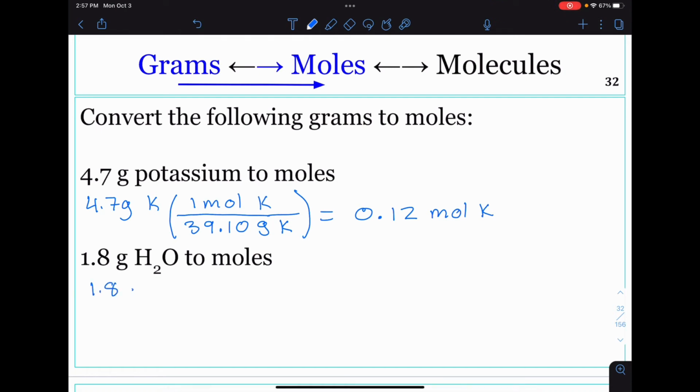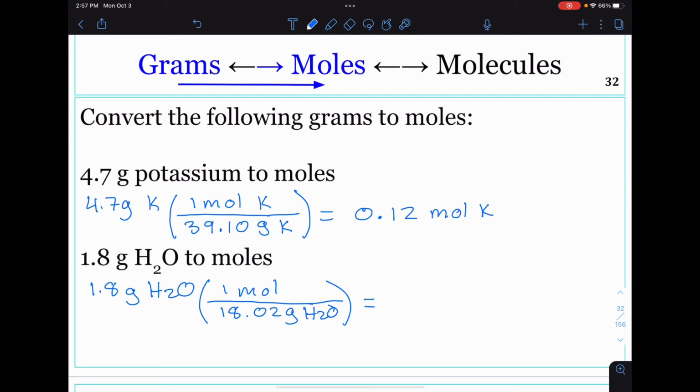Start out with what you're given, 1.8 grams of water, or H2O. We want to put the molar mass of water on the bottom, adding up 2 hydrogens and 1 oxygen. We have 1 mole on top. This is saying that 18.02 grams of water is equal to 1 mole of water. Then if you divide, we get 0.10 if you round to 2 significant figures. And the unit is moles of water.